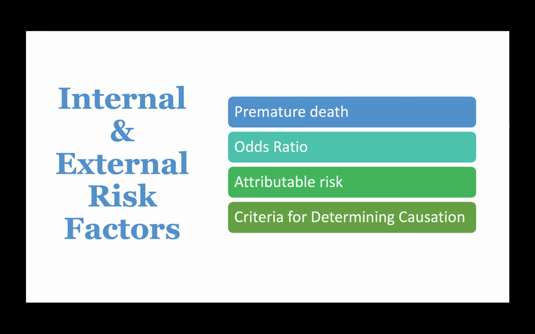Let's talk about internal and external risk factors. Premature death. A person is considered a premature death if they pass before age 45. Odds ratio. So the odds ratio is just a mathematical ratio that talks about the odds of having a specified health condition when either factors are present or factors not present. Attributable risk is just the measure of the difference between the incidence rates for those exposed and those not exposed to the risk factor. And then criteria for determining causation: whether the association is strong or weak, if it's specific, and that it is not the result of confounding variables.